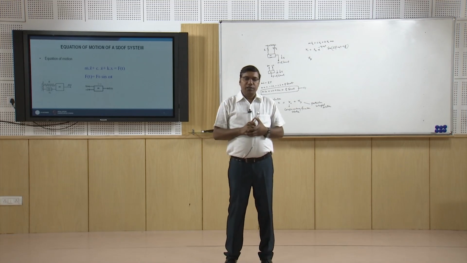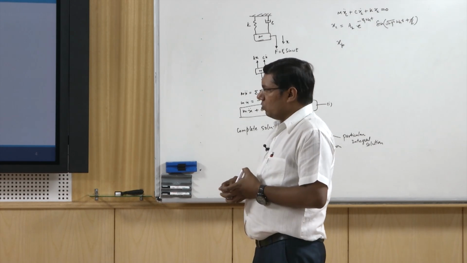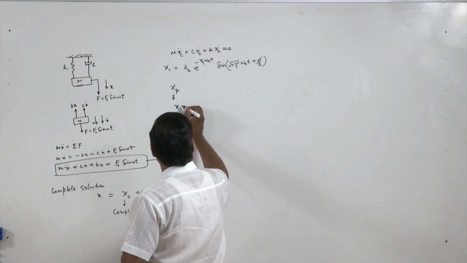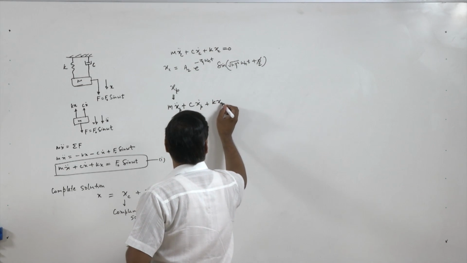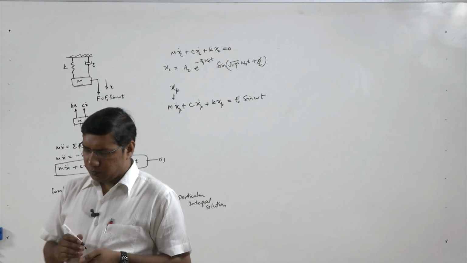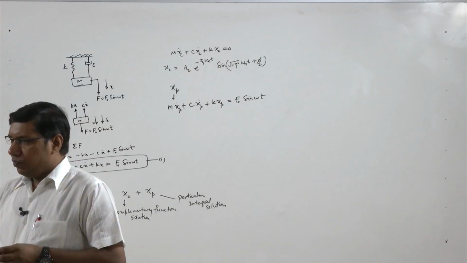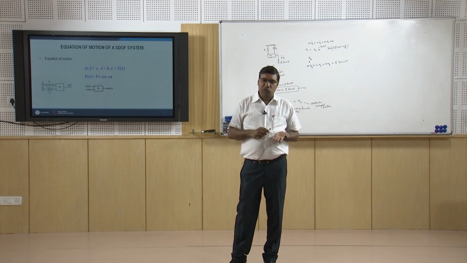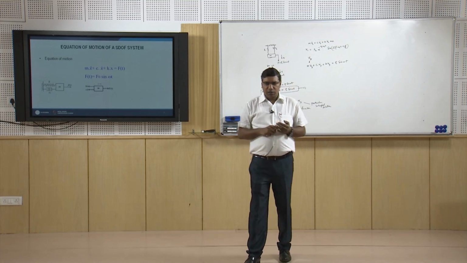To find xp, let's use some general sense and the vector method. The general sense says that to find xp we have m xp double dot plus c xp dot plus k xp equal to F0 sine omega t. This equation we have to solve, and the physics says that if we have a harmonic force acting on a system with frequency omega, the system will vibrate with the same forced frequency.